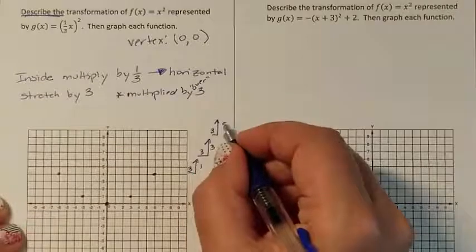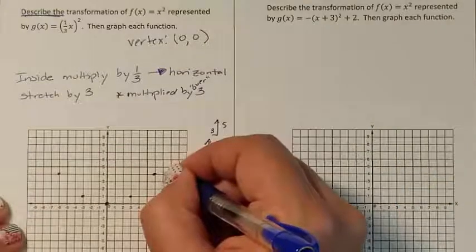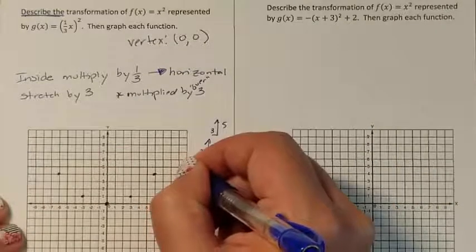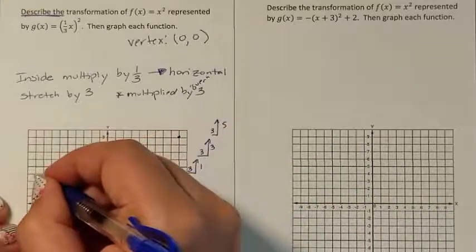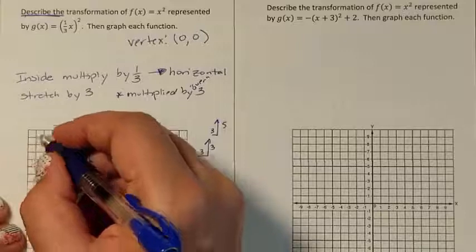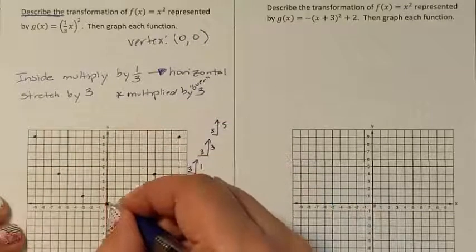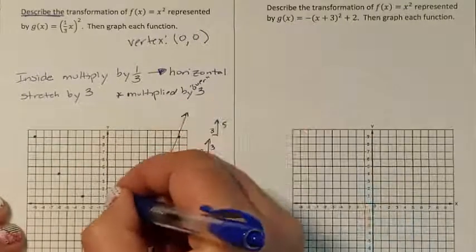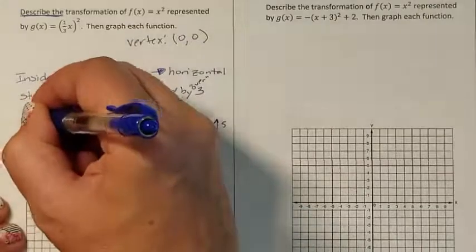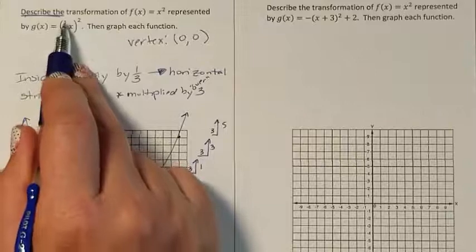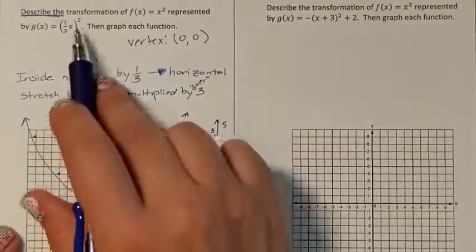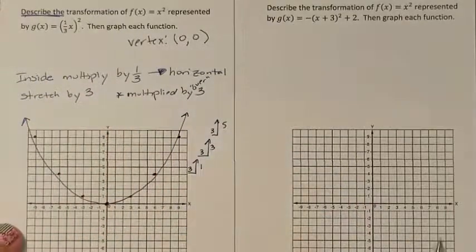Last move is over 3, up 5. Over 3, 1, 2, 3, up 5, 1, 2, 3, 4, 5. So we cannot graph this using our chapter 2 skills because we cannot identify vertex form. This is not in vertex form. Vertex form does not have a value in front of the x. We can only graph it using our chapter 1 skills.